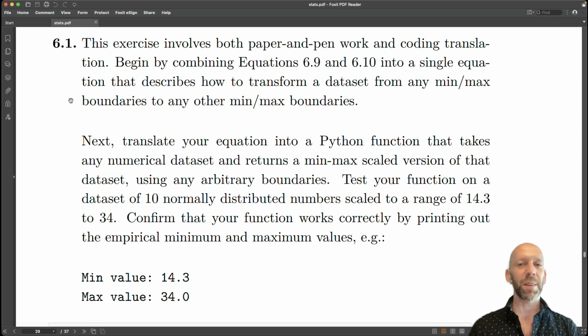This exercise is all about min-max scaling. And we're going to start by combining equations 6.9 and 6.10 into one equation that we can use to transform a data set from any min-max boundaries or values to any other min-max values. So there's more to do here, but first let me scroll up and show you these two equations.